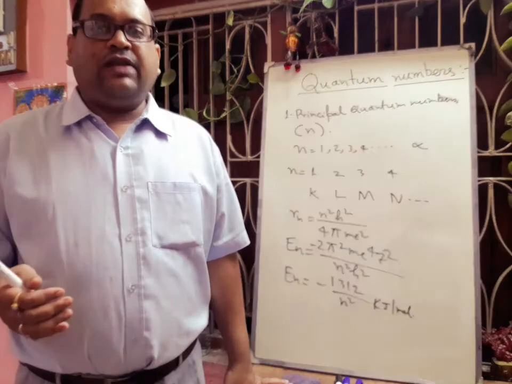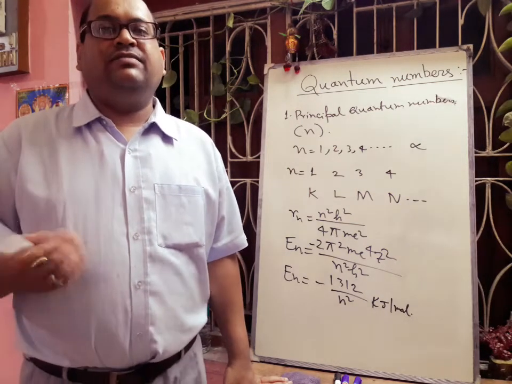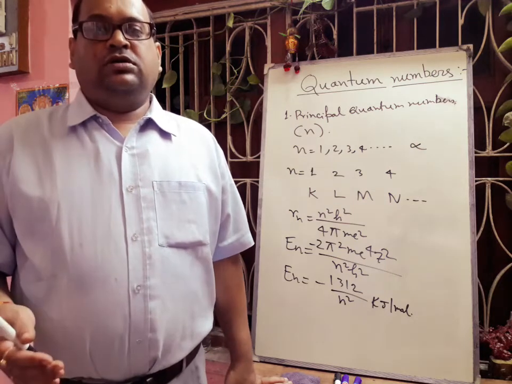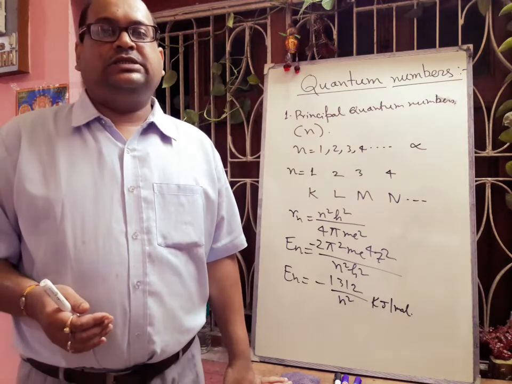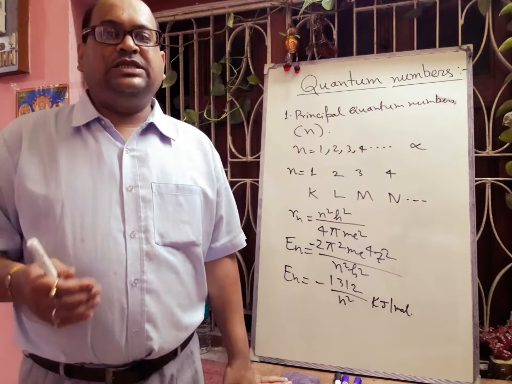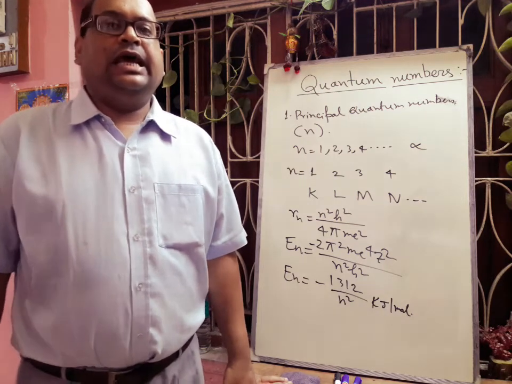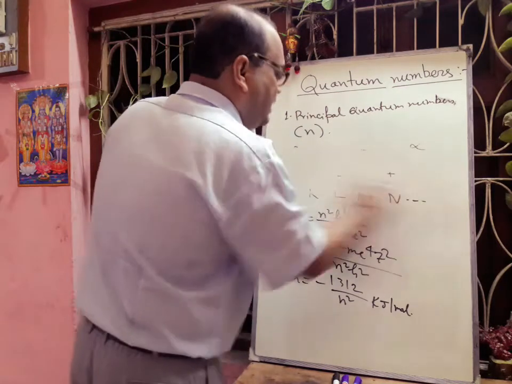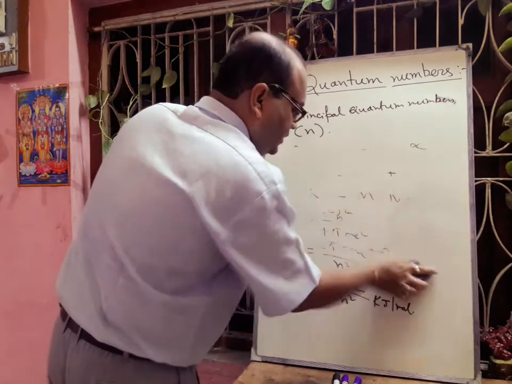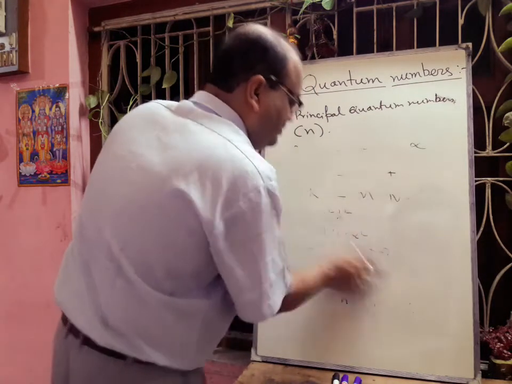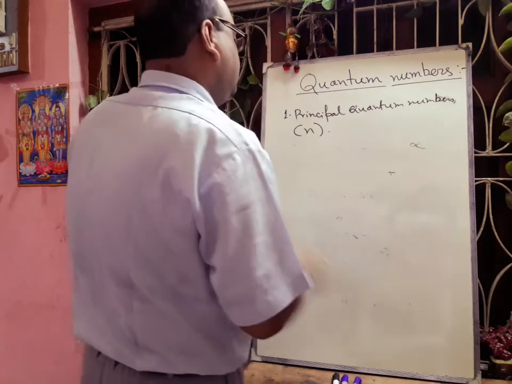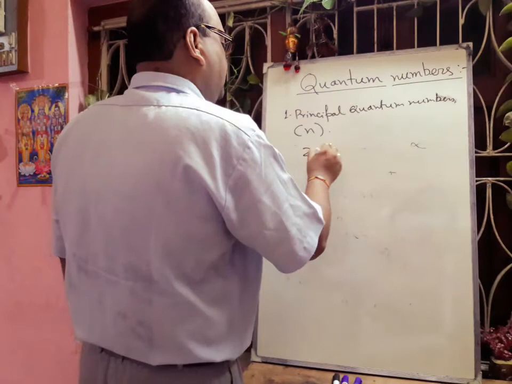Now n values can also be used to calculate the maximum number of electrons that a shell can hold. The maximum number of electrons in an orbit with principal quantum number n is 2n square. When the principal quantum number is n, a shell contains a maximum of 2n square electrons.